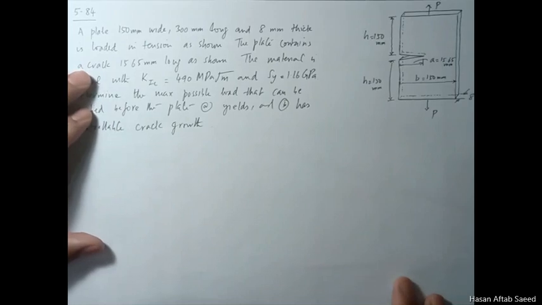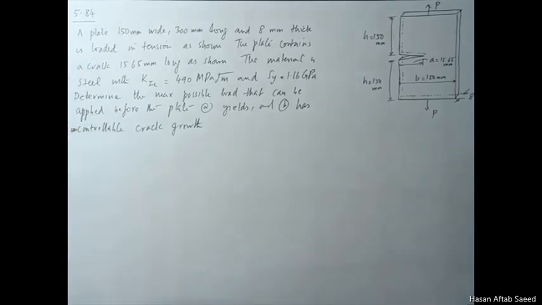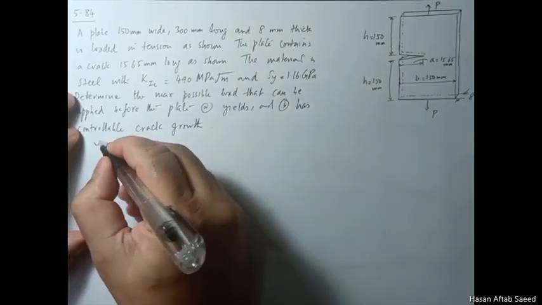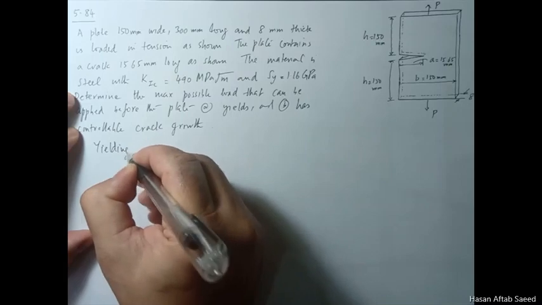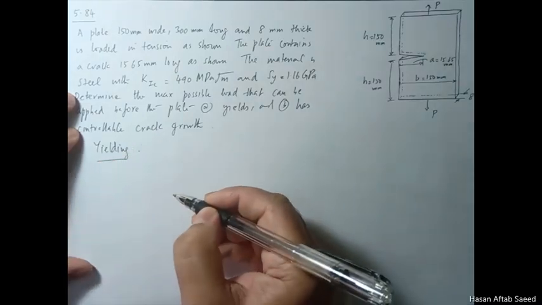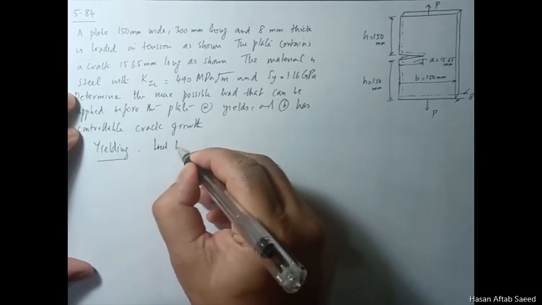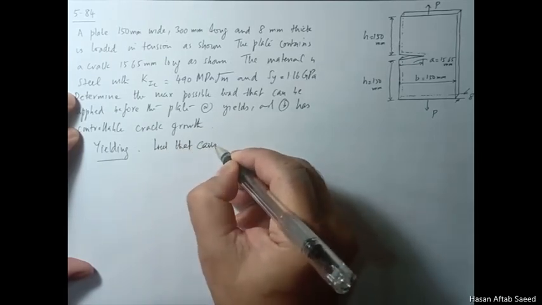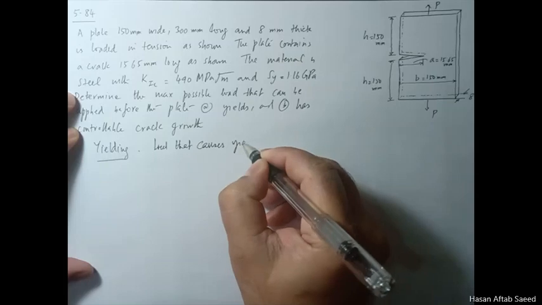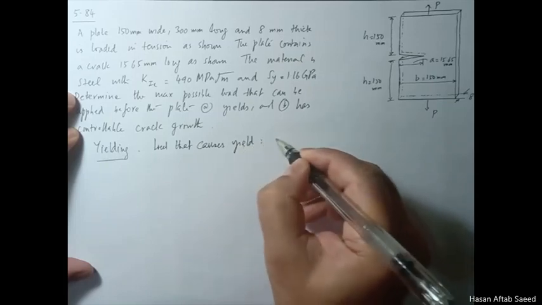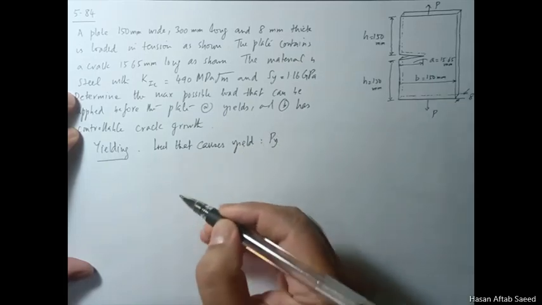We'll have to do some calculations and find out which happens first. First of all, let's talk about the yielding. Let's check the yielding first. Now let's call the load that causes yield Py.